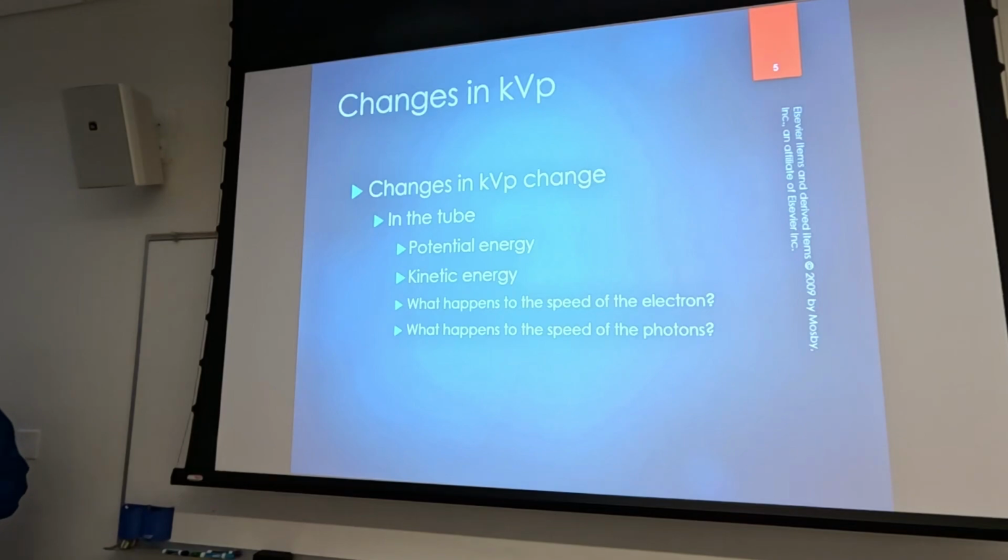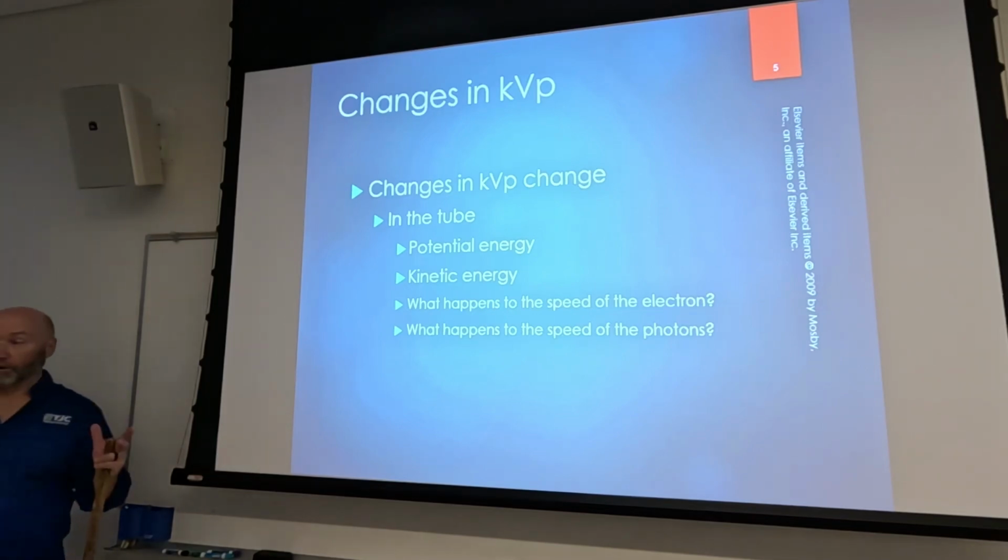What's happening inside the tube, what's happening coming out of the tube, what's happening in what we refer to as the useful beam, what's happening inside of the patient, and what the result is on the image receptor. So in the tube, what we've got is a change of potential energy. When I'm talking about potential energy, I'm talking about the difference between the positive and negative charges between cathode and anode.